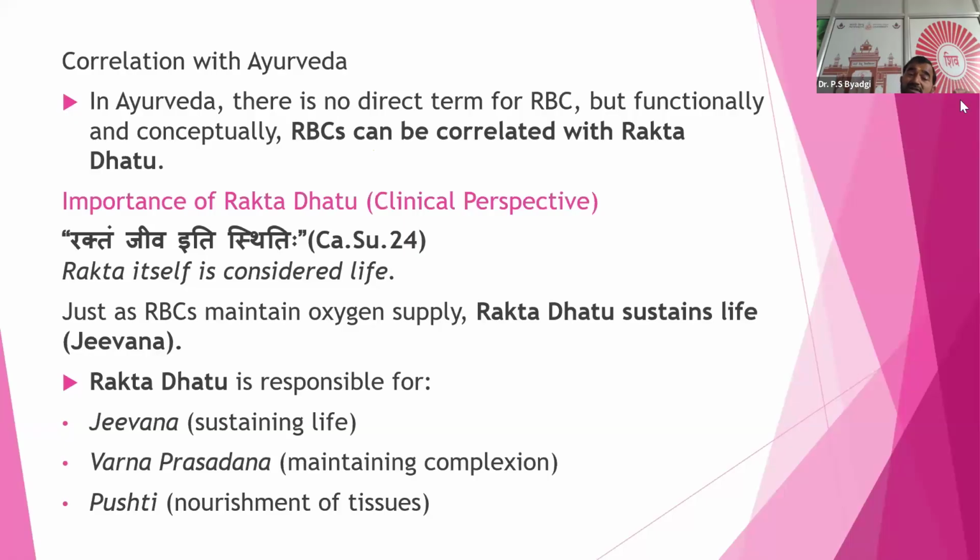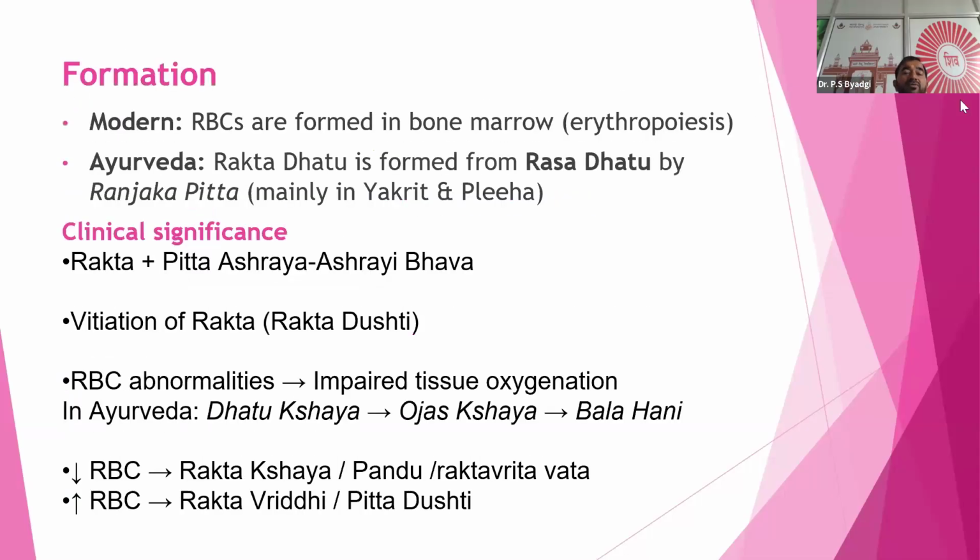So the Rakta is responsible for Jivana, Varna Prasadana and Pusti. The same functions are done by the RBCs also. In that way, we can correlate them. Any variations in the RBCs can be correlated with the variations in the Rakta Dhatu also. So when you are interpreting the results, RBCs are formed from the bone marrow, and the Rakta Dhatu is formed from the Rasadhatu.